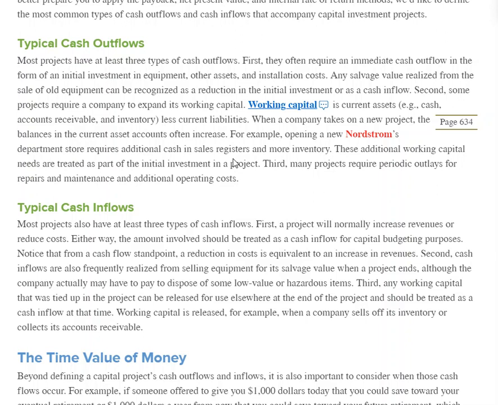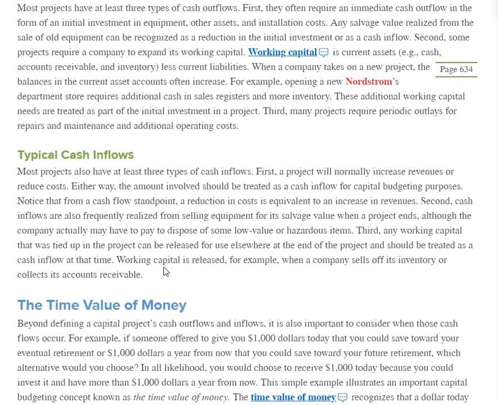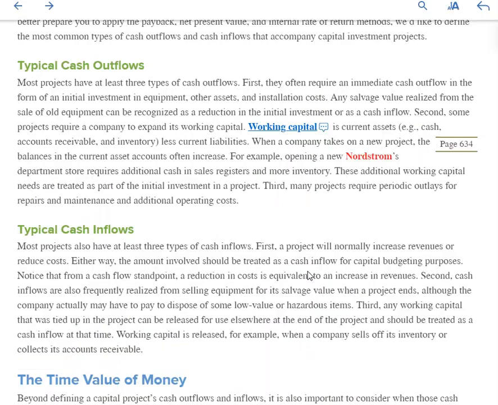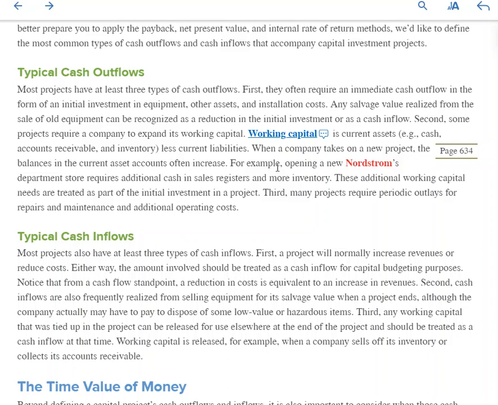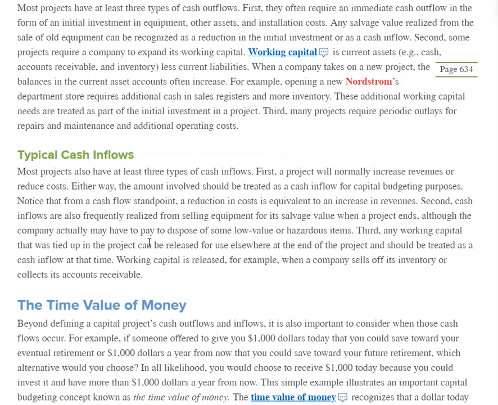So then the other thing to be aware of down here, when the project is over, that working capital would then be released. So we no longer need to hold that extra inventory or cash in the registers. It would then be released. So to the extent that you have a cash outflow at the beginning of a project for working capital, make sure that you include a cash inflow at the end of the project when that working capital would then be released.